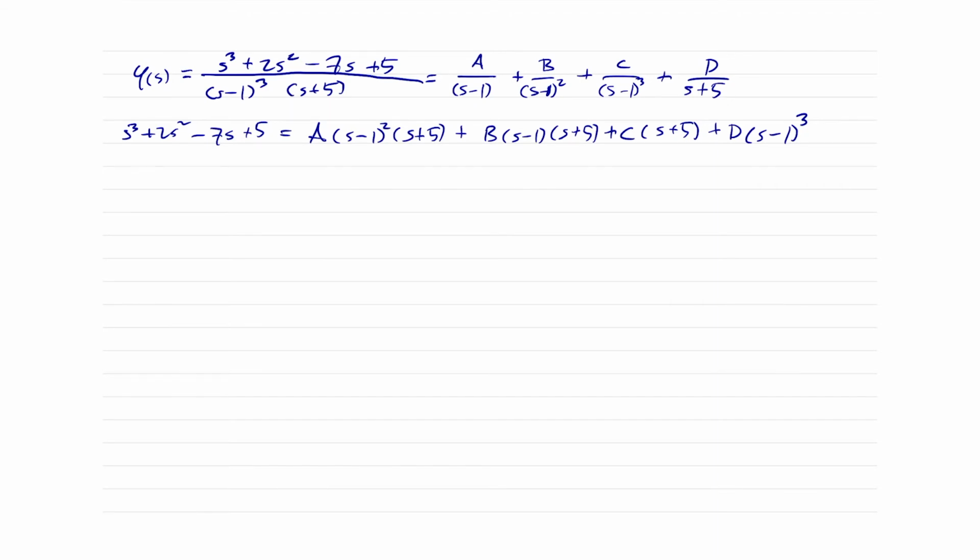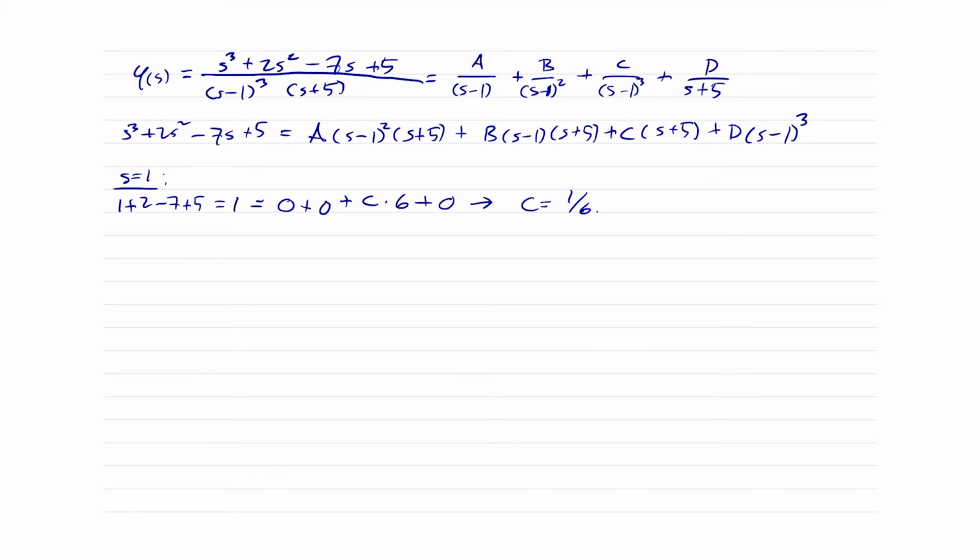All right, so if I can go ahead and just choose s is equal to 1, for instance, I do get c. So on the left-hand side, I get 1 plus 2 minus 7 plus 5, and that's what, 5 plus 2 is 7 minus 7, so this gives me 1. And on the right-hand side, I get 0 plus 0 plus c times 6 plus 0. So that tells me that c is equal to 1/6.